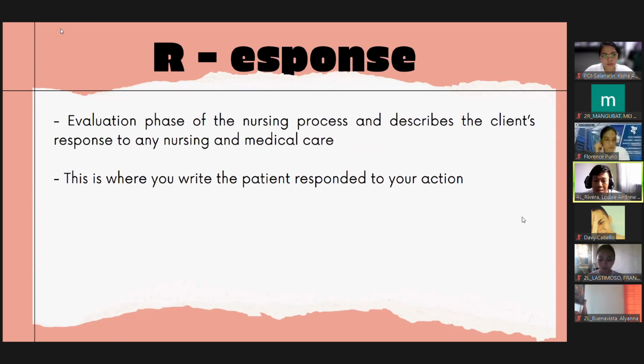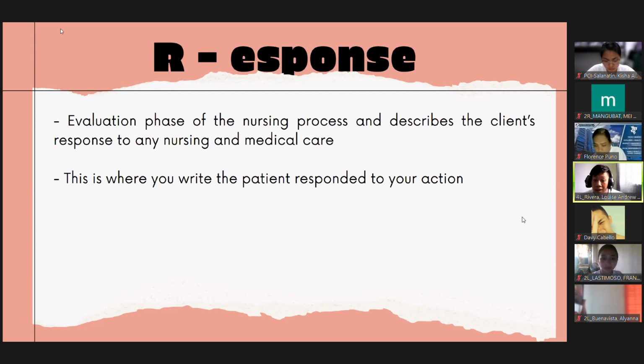Next slide. And finally, next is the last letter of the acronym. So response, evaluation phase of the nursing process and describes the client's response to any nursing and medical care. So this is where you write the patient responded to your action. So balik naman tayo sa ineffective airway clearance, pwede natin ilagay dito na yung O2 saturation ni patient is nag-abot siya to normal levels. Yung RR nag-normalize na siya with an RR of 12 to 20, ganun. Pero we specify kung ilan yung RR natin and so on.